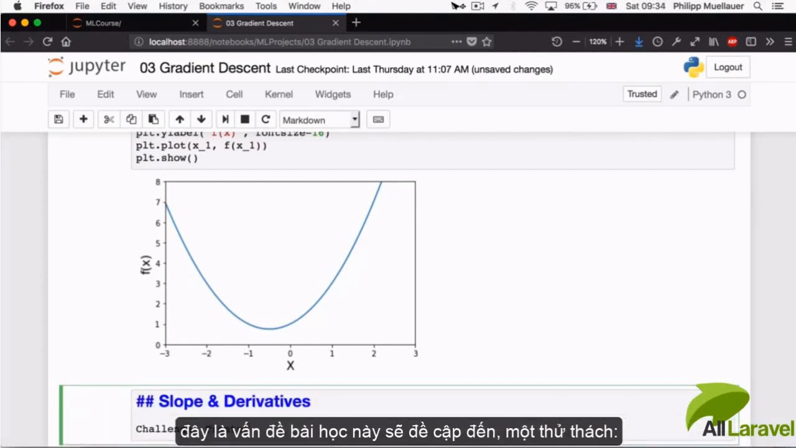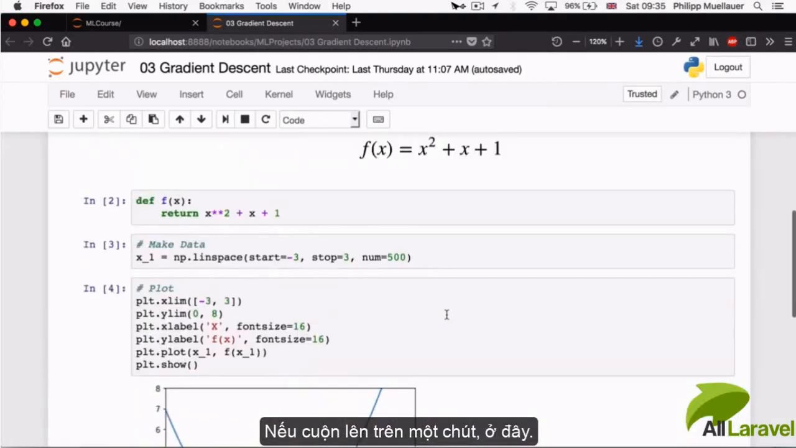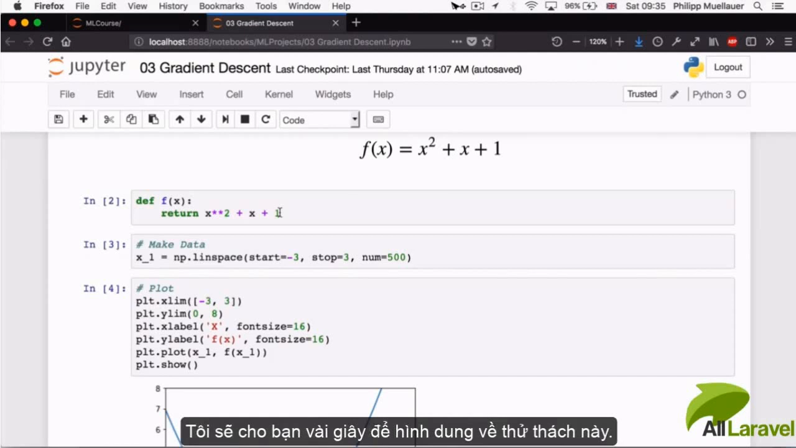Now, as a challenge, can you create a Python function for the derivative of f of x and call that function df of x? I'm going to scroll back up for a second here. So remember, f of x was equal to x squared plus x plus 1. I'll give you a few seconds to figure this out.